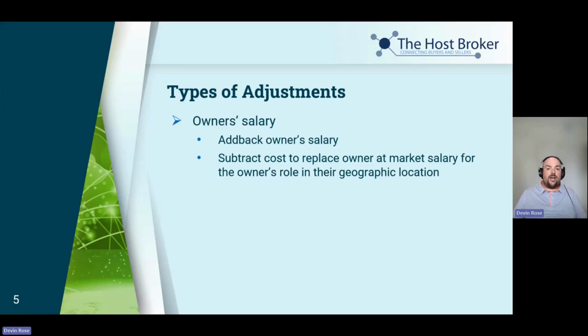We also adjust for the owner's salary. This is because owners of MSPs often don't pay themselves what would be fair market value. And it goes both ways. Sometimes the owner is paying themselves a salary that is much higher than market value, but sometimes it's lower too. It really depends on the circumstance. So we add back the owner's salary and then we subtract the cost to replace the owner's role at market value, to equalize this and to give the buyer a better estimate of the salary associated with that owner's role post close.